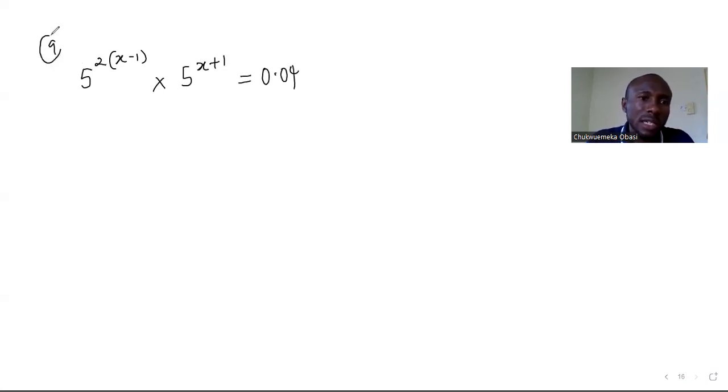Question 9. All right. Let us solve question 9. This one says 5 to the power 2x minus 1 times 5 to the x plus 1 is equal to 0.04. This is question 9, right? How do we simplify these? Now, first thing I want to do here is, you know, these can distribute into them. So you have here 5 to the 2x minus 2, when you distribute the 2 into this bracket, times 5 to the x plus 1. Put them all in brackets like this.